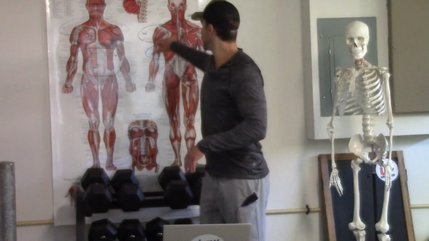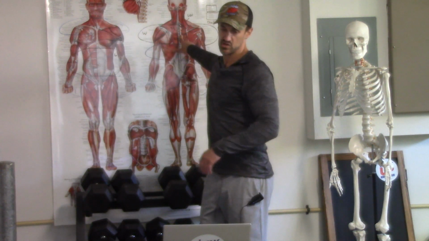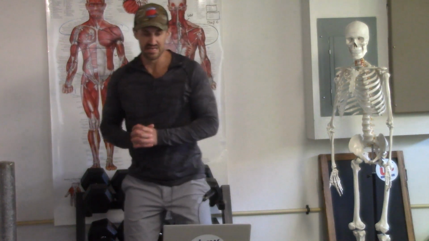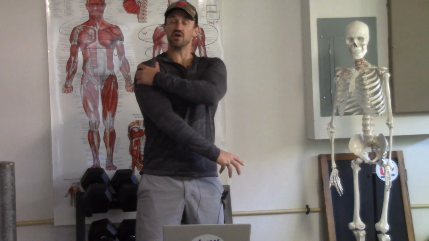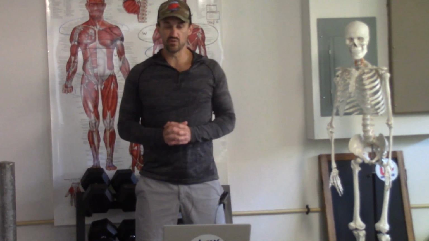Multifidi muscles are going to be deep in your low back, serratus anterior, mid and lower trapezius, your rhomboid major and minor. Teres minor, infraspinatus, those are rotator cuff muscles that you cannot feel. They're underneath the deltoid. Posterior deltoid, and then your deep cervical flexor.